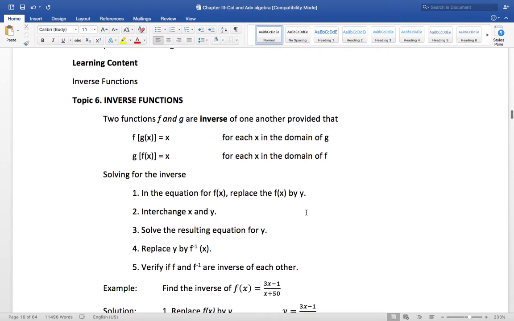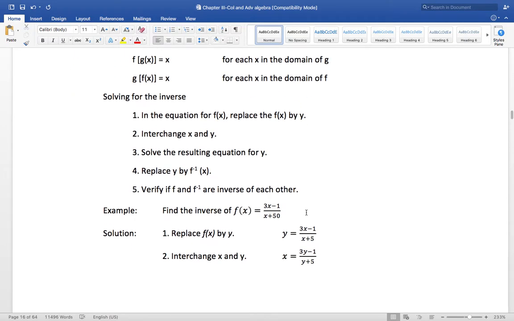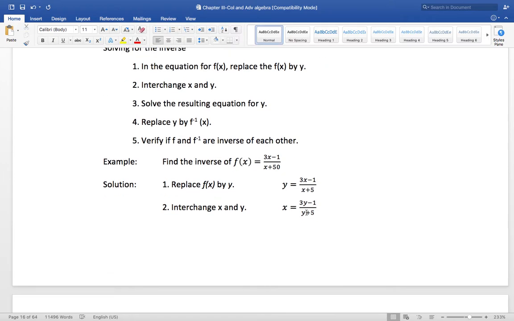So when you are asked to find the inverse function of a given function, you should perform the following. First, in the equation for f of x, you replace f of x by y. Then we're going to interchange x and y and solve the resulting equation for y. And we'll replace it by f of negative 1 of x. And then we're going to verify if f and f of negative 1 are inverses of each other.